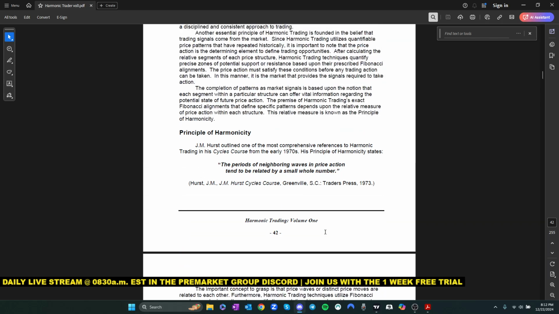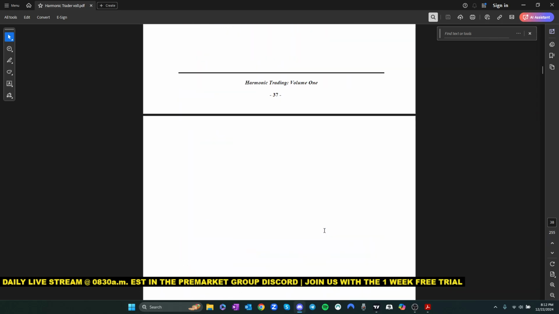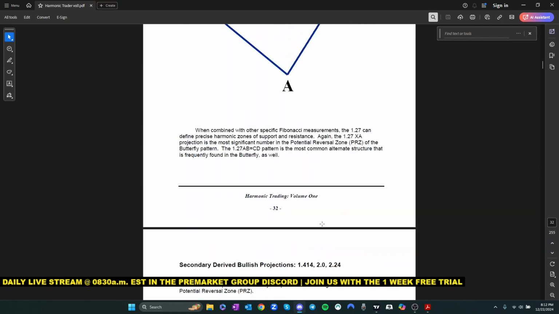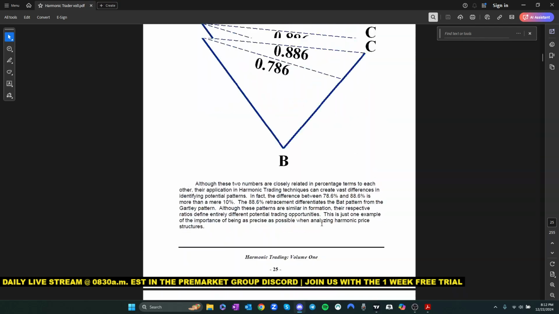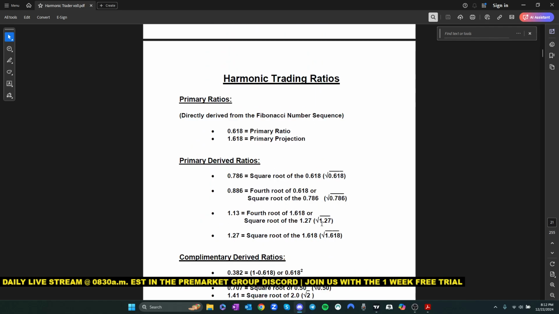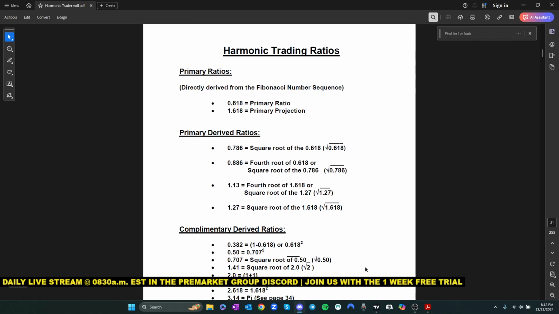So what we're going to do, starting out in the beginning here, is we're going to talk about the Fibonacci ratios. So here's the harmonic trading ratios, Fibonacci ratios. Directly derived from the Fibonacci sequence, we have the 0.618 primary ratio, and then we have the 1.618 primary projection. Those are going to be the key ratios as far as all of the math that we do for all the other ratios.